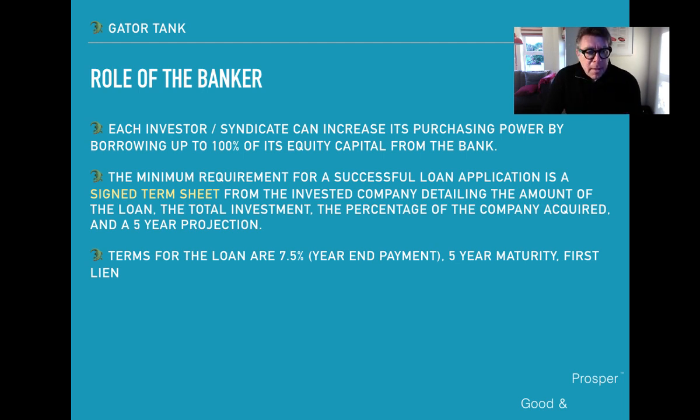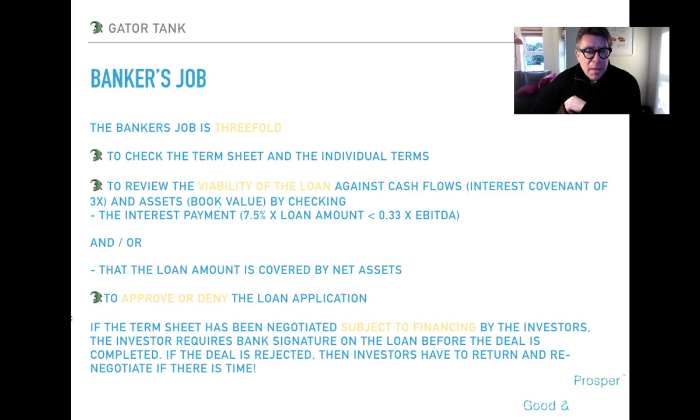However, the banker has considerable leeway because his job is threefold. First, he has to check that the term sheet and the individual terms have been completed and signed. Secondly, he has to review the viability of the loan by checking the interest payments against the cash flows on a 3 times covenant, and the value of the loan against the book value of the assets of the business. Now, you can't go and check those with the individual company. They've got to be just written down on the term sheet.